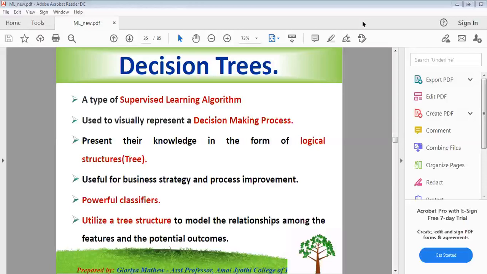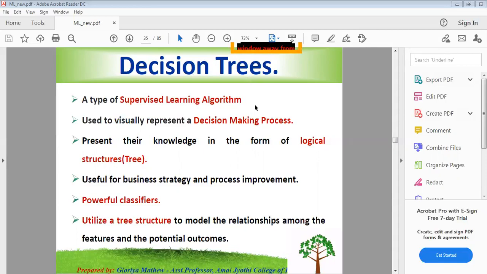So I've been giving the lecture on some of the machine learning algorithms. In today's class, we will be going with a new concept, that is decision trees. Till now we have gone through machine learning algorithms like KNN and Bayes theorem. So now we go to decision trees. Decision trees are one type of supervised learning algorithm.